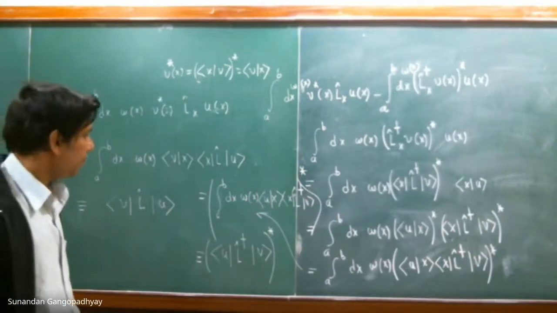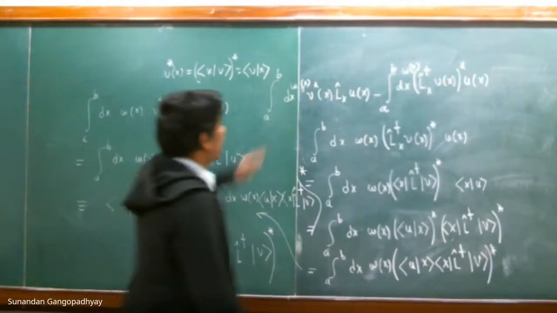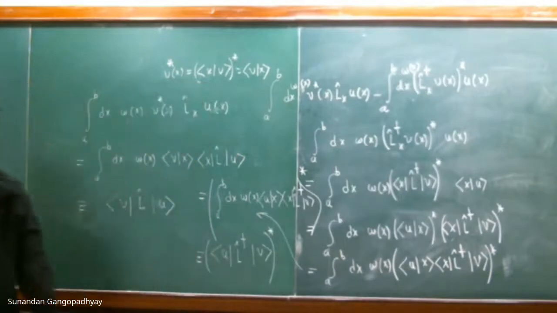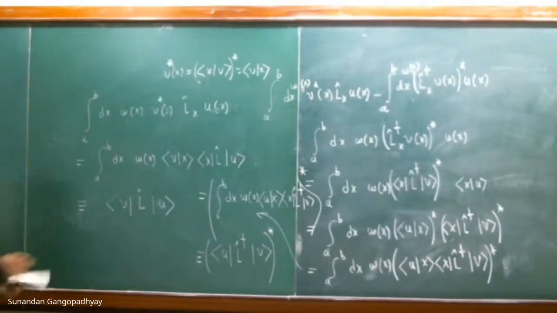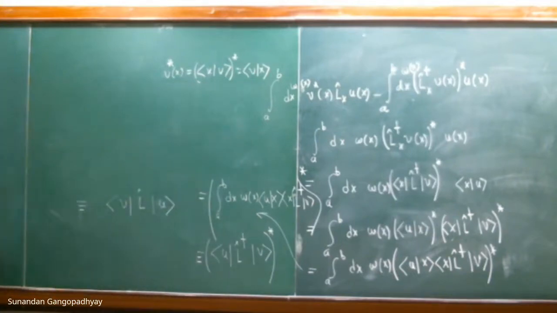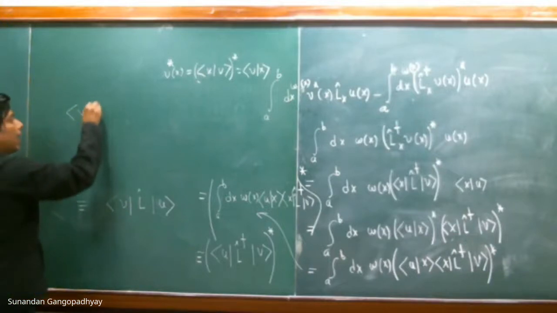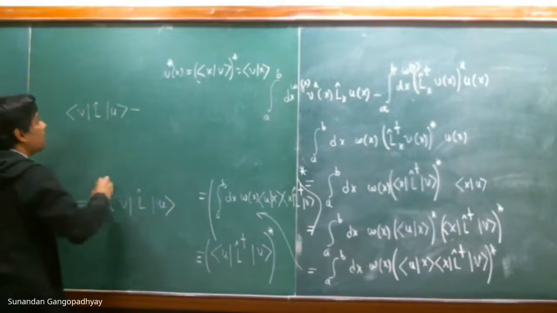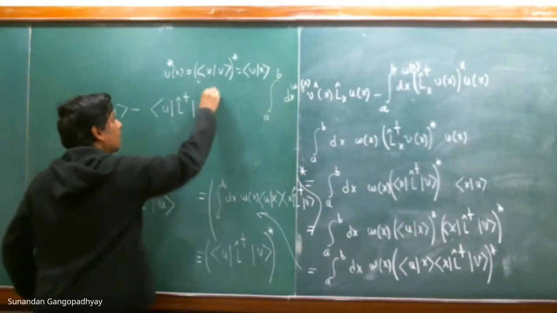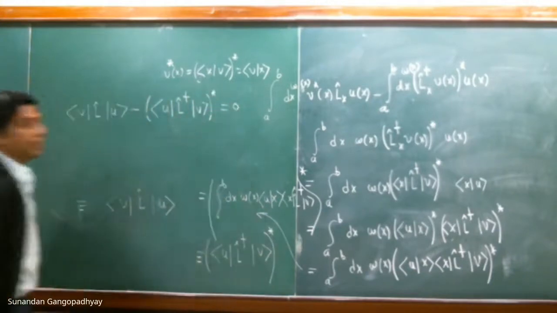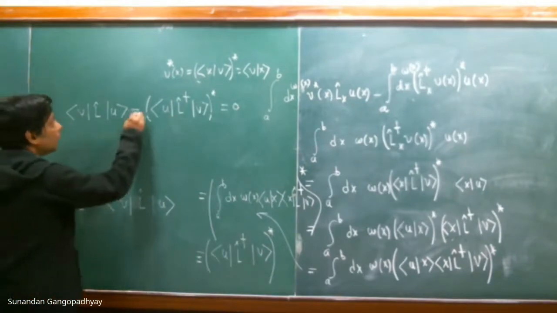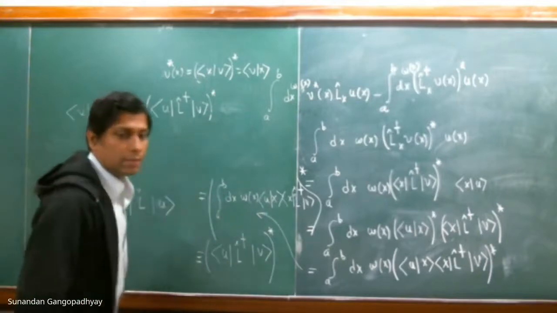Is it okay? So what we have found is the following: this minus this was equal to 0 because the surface term is 0, the boundary term is gone. If you choose your boundary conditions appropriately, then you have the following relation: v L hat u minus u L hat dagger v, whole star, is equal to 0. Therefore this is equal to this if the boundary conditions are gone.